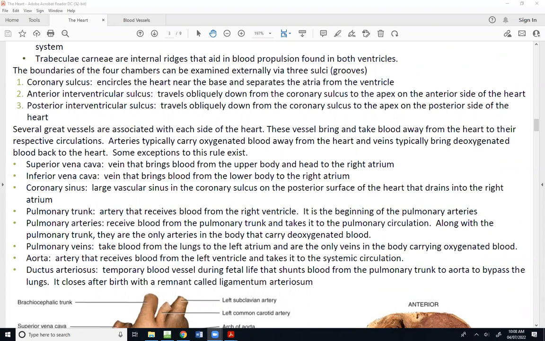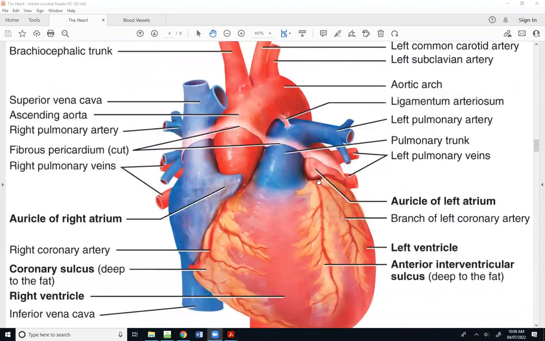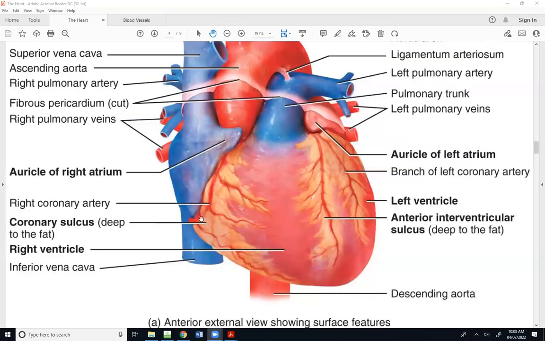Essentially, what that means is look on the outside of the heart. There are three little grooves, and they're not super pronounced, but they are grooves nonetheless, where you can decipher where, for example, the right atrium is, and then the right ventricle is, versus the left ventricle and the left atrium. The first sulcus I'll talk about is called the coronary sulcus.